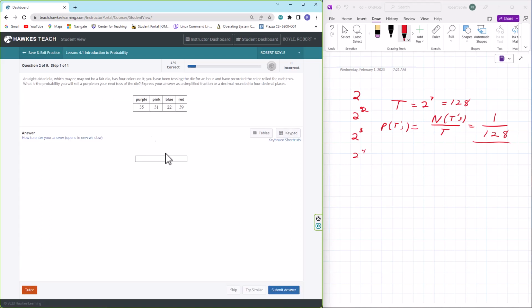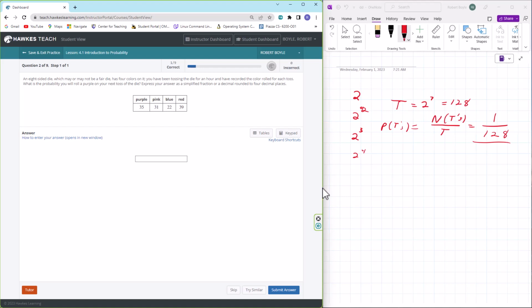What do we have for question 2? Okay, here we have it. This looks like one of our examples. Here we have an 8-sided die which may or may not be fair and has 4 colors on it. We're assuming that you've been tossing the die for an hour and recorded the color for each toss. What is the probability that you will roll a purple on the next toss of your die?